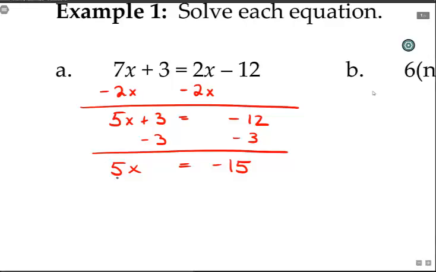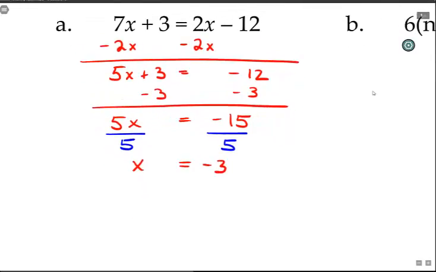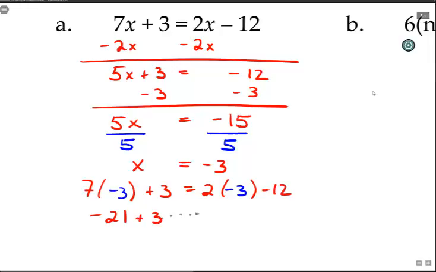Our final step is to eliminate the 5 in front of the x, which is connected with multiplication. So to do that, we're going to undo the multiplication by using division. That gives us a final answer of x equals -3. I wonder if this makes the problem true. So let's plug this back in. 7 parentheses plus 3 equals 2 parentheses minus 12. Our answer was -3, and so we're going to evaluate for -3. And if this truly is a solution to the problem, we should get a true statement at the end.